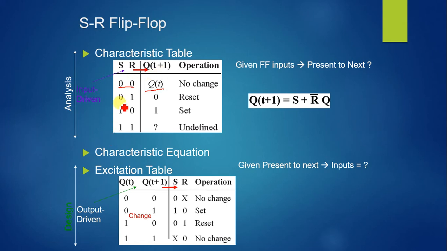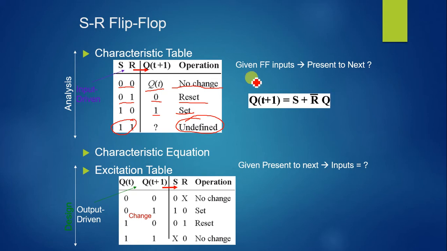Similarly, 0 1 will result in a t plus 1 state of 0, which is called reset. In the previous case it is called the no change state. In 1 0 it will provide an output which is called set. Similarly, when you are providing 1 1, it is an undefined or unknown state.